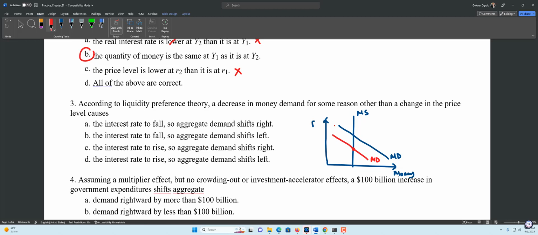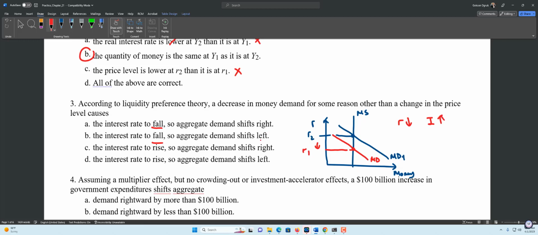So first of all, the first point where money demand 1 and money supply intersect shows a higher interest rate. This is R2. The second intersection point is R1. And therefore, the interest rates are going to fall. So we know that the interest rates are going to fall. And when the interest rates fall, remember that investment is going to be high. Why? Because you now have lower rates to borrow money.